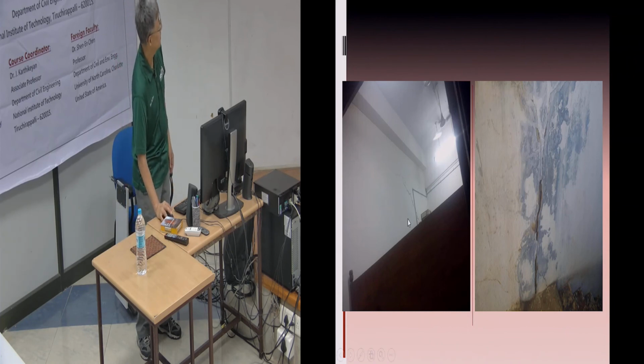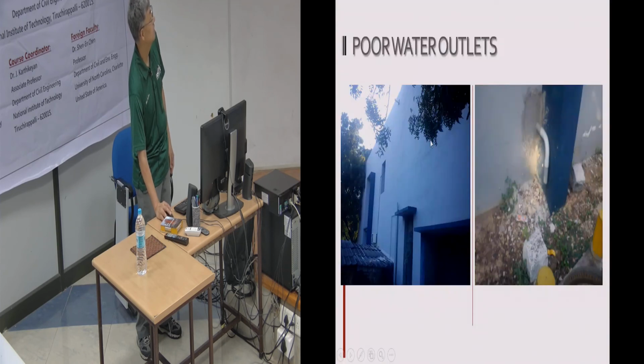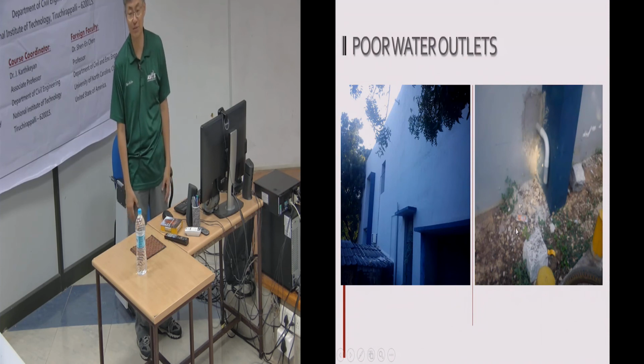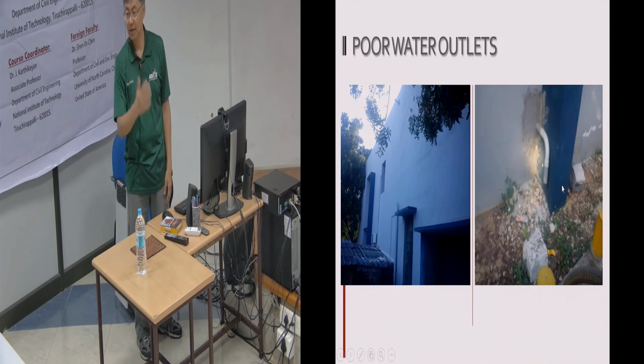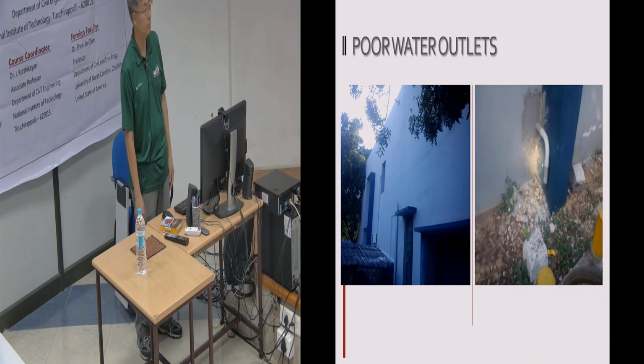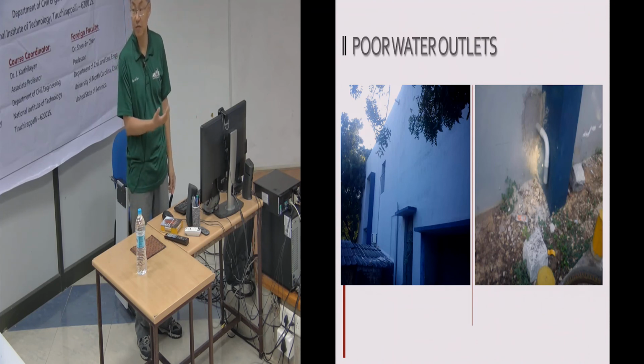And then you can see more cracks. And improper roofing, that's what they call improper roofing. And poor water outlets. I can guarantee you will see some of those even today. Those are more hygiene and aesthetic issues than actual problems. I mean, if somebody walks by there, they may trip and cause an accident, so it's a safety issue.